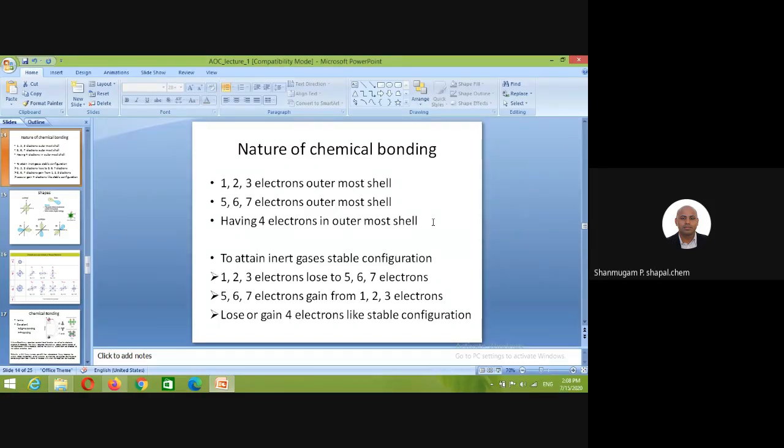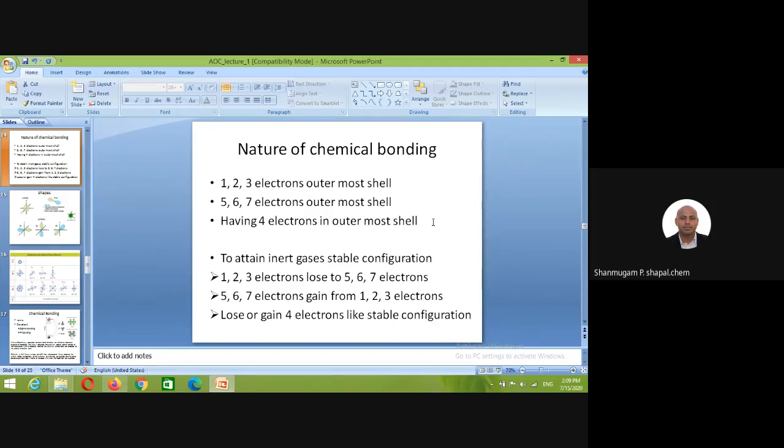In that, one segment is they were trying to segregate into three different types: that is 1, 2, 3 electrons on the outer shell, and 5, 6, 7 electrons on the outer shell, and 4 electrons in the outer shell. But it's always that 1, 2, 3 electrons want to lose their electrons to attain a stable condition. Similarly, 5, 6, 7 want to gain electrons to be at a stable configuration, like the inert gases. So 1, 2, 3 will lose to 5, 6, 7. Similarly, 5, 6, 7 will try to gain 1, 2 electrons in the outer shell. Okay? This is what generically happens in nature.